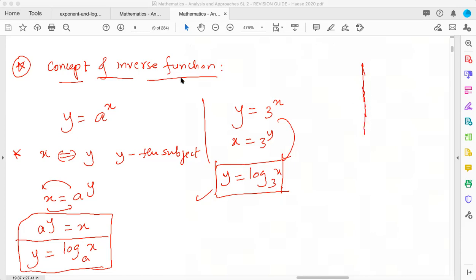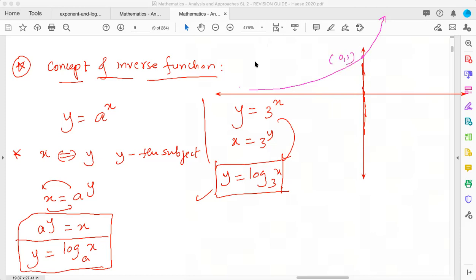What I can do is draw a simple graph. Let's say this is my y-axis, and this is my x-axis. If I draw an exponential function, let's say 3 to the power x, it looks something like this, and it cuts at (0, 1). Now, when you talk about the logarithmic function, you know that an inverse function is always a reflection in the line y equals x.